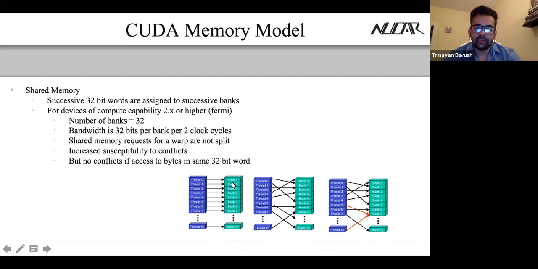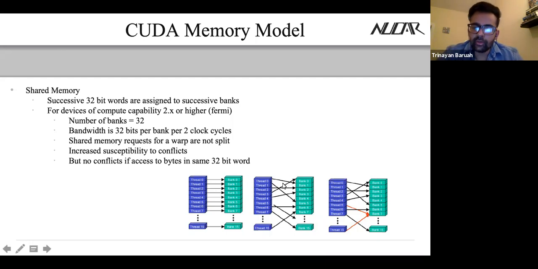That means that from each bank, a thread can read a 32-bit value in 2 clock cycles. You can imagine how fast this is if you compare it to global memory, or in general device memory on the GPU, which is 100 clock cycles. The shared memory requests for a warp are not split, right? That is something to know. And then there's a concept of a conflict on shared memory, which is very important if you want to optimize performance. But there is no conflict if you access bytes in the same 32-bit word. And we'll talk about how the conflict scenario looks.